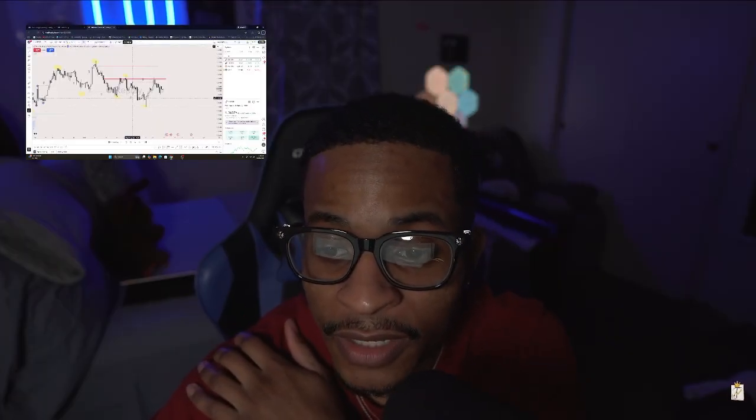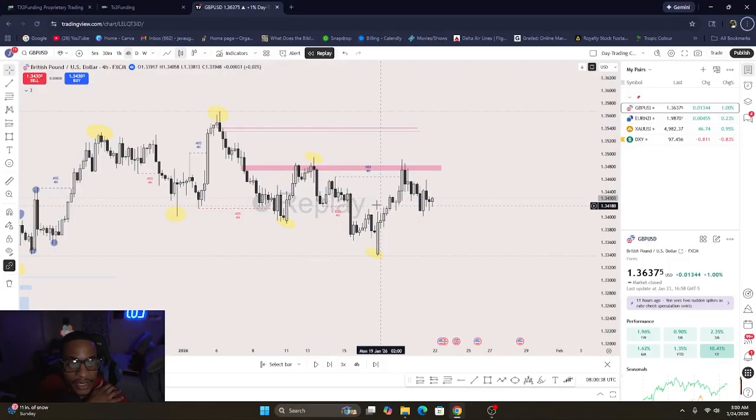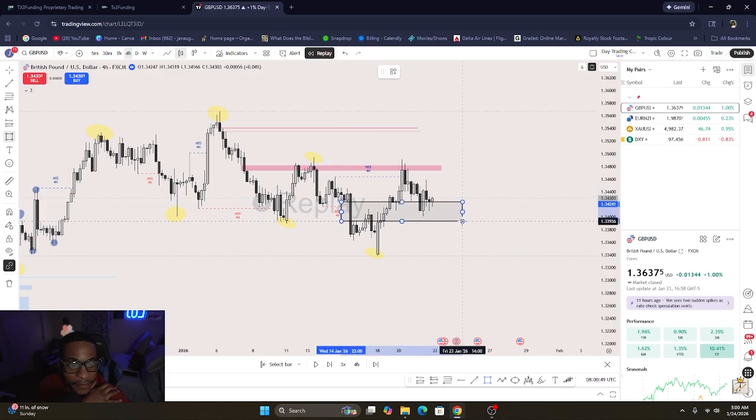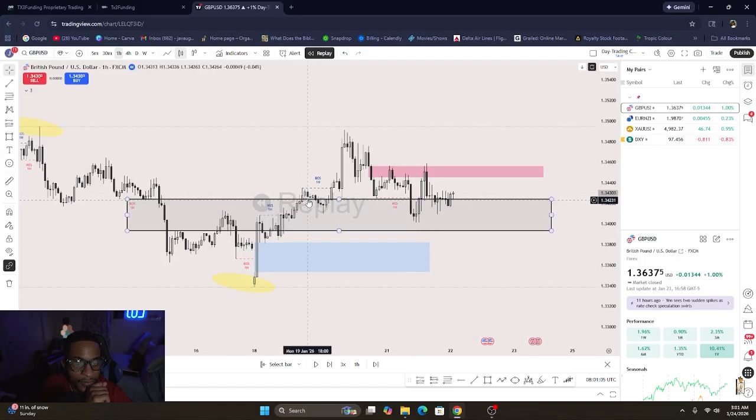So this fair value gap that was here actually became an inverse fair value gap. If I draw my own fair value gap from right here, this fair value gap then became inverse because we broke above. If I go down to the 1 hour, it'll show more clearly. I believe this is it.